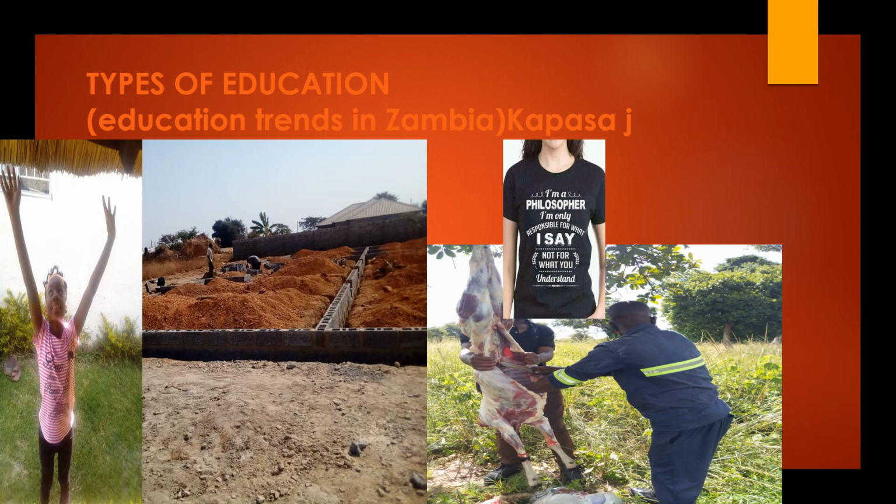From the aims, we had looked at preservation of culture, isn't it? Preservation and transmission of culture. We had also looked at providing specialized skills, isn't it? And then preparation for working life. Those are some of the aims that we had paid much attention to.